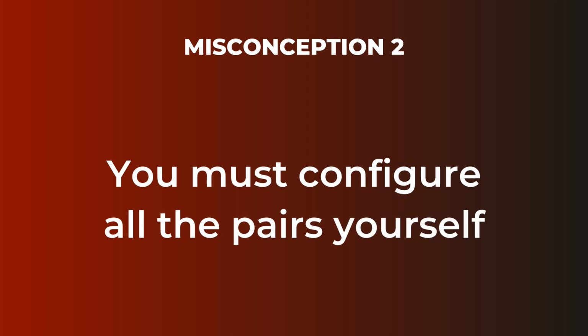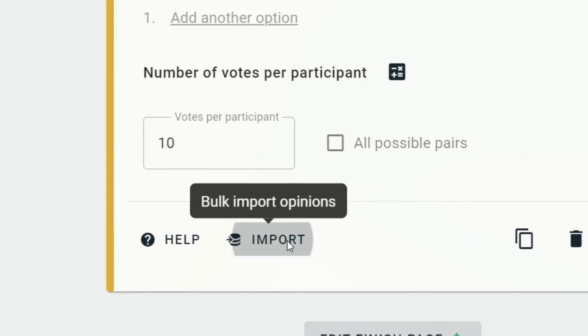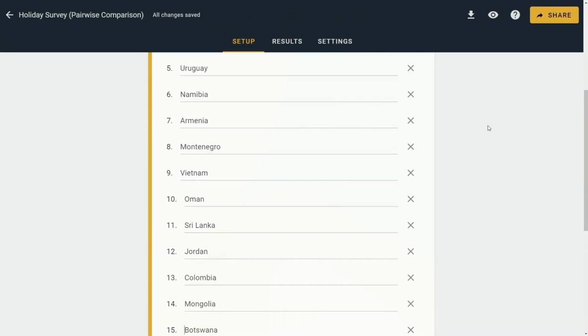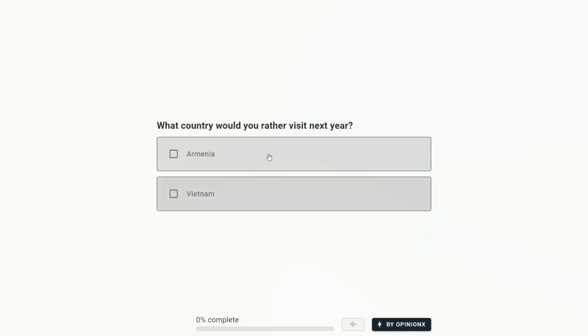Misconception number 2. You'll have to configure all the pairs yourself. Not true. Just copy and paste your list of ranking options into a survey tool that supports pairwise voting, like OpinionX, and share the link with participants. The survey tool will select the pairs of options for each participant to vote on. You don't have to do this part yourself.